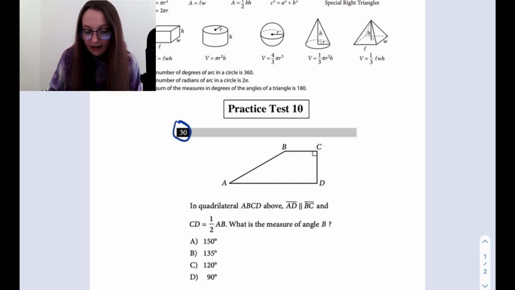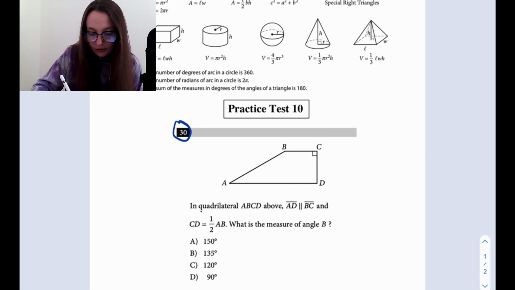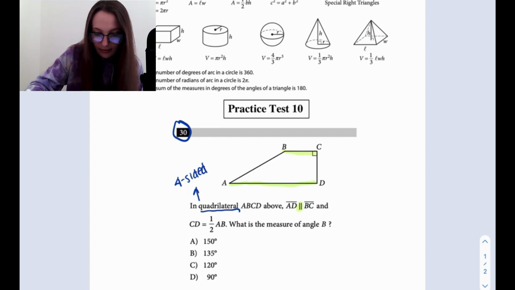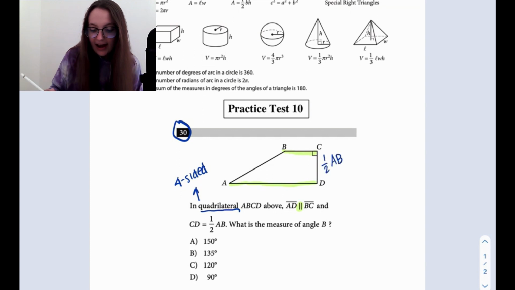So they tell us in quadrilateral ABCD above, a quadrilateral is just a fancy name for a four-sided figure. They tell us that AD, this bottom side right here, is parallel to BC. That's what those little two lines mean. And that CD is 1/2 AB. So CD, let's just write that down, is 1/2 AB. And then they ask us, what is the measure of angle B?